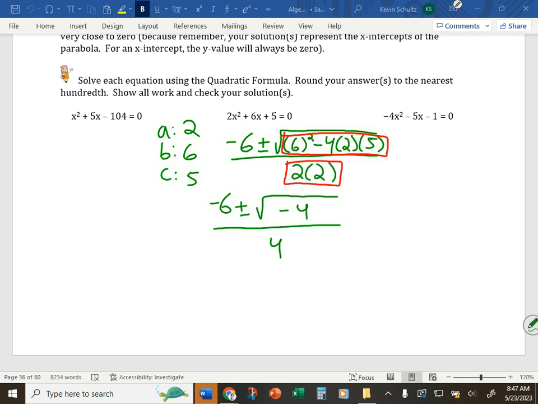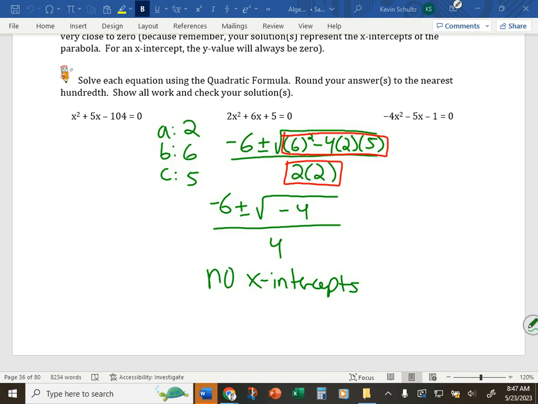And at this point, the reason why we do the discriminant first is because now we can say, all done, right? Because the root of that negative 4 doesn't work out. It's an imaginary number. In context, it means there are no x-intercepts for the parabola. Okay? So no x-intercepts. It's not that there's no solution. It's that there are no x-intercepts.